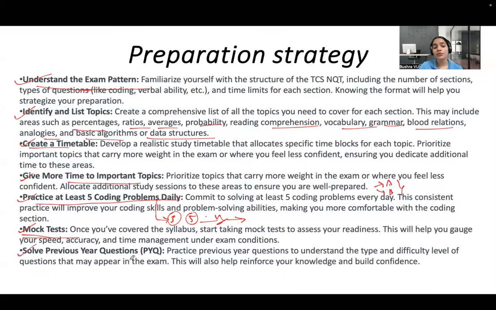Finally, solve PYQs, previous year question papers. When you solve PYQs, a lot of the time what happens is the same question is asked, but only the values change. The same format is going to be asked. The same difficulty level is going to be asked. You will at least understand what kind of questions are asked and what the pattern of the questions is. So that way it is going to be easier for you. So always solve PYQs and mock tests, regardless of which question paper you're solving, it is always very important.